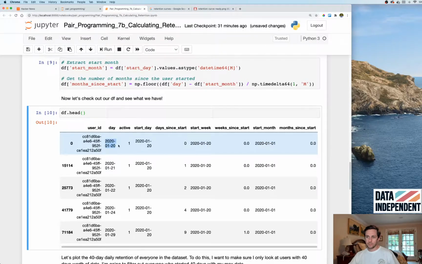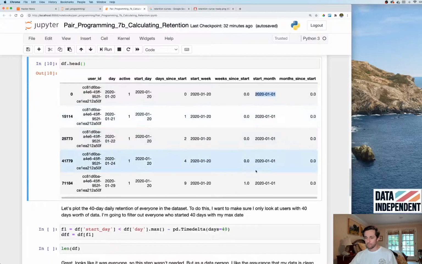For example, this person started in January. So we have their January date right there. We're going to use that later in just a second here.